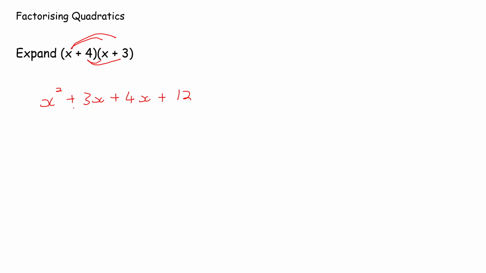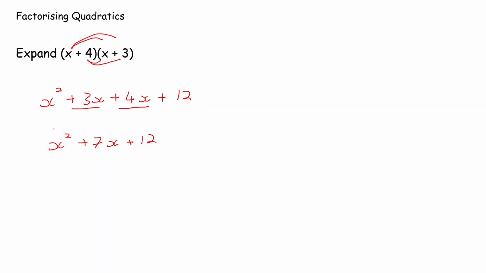Then we saw that we've got a plus 3x and a plus 4x. These are like terms, so you can combine them together. We keep the x squared, 3x plus 4x gives you plus 7x, and then we've got a plus 12 on the end. So that was expanding, which means multiplying out the brackets.